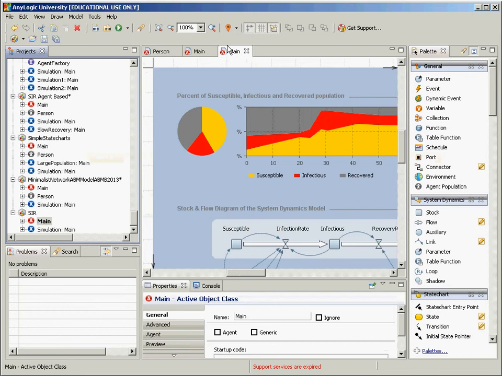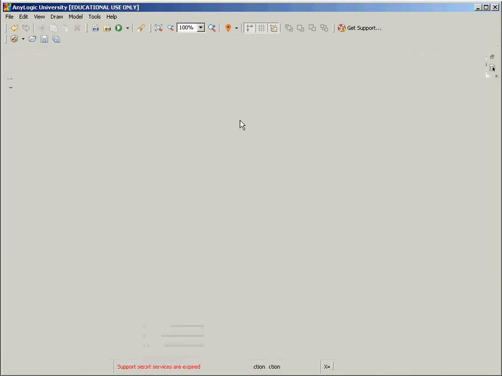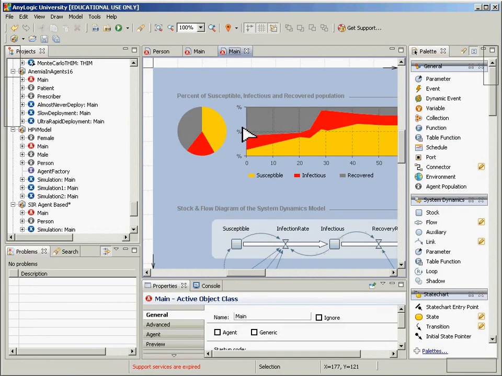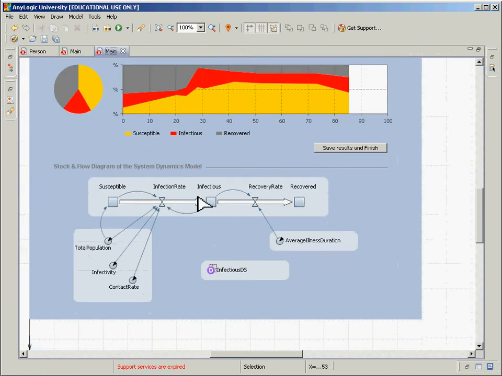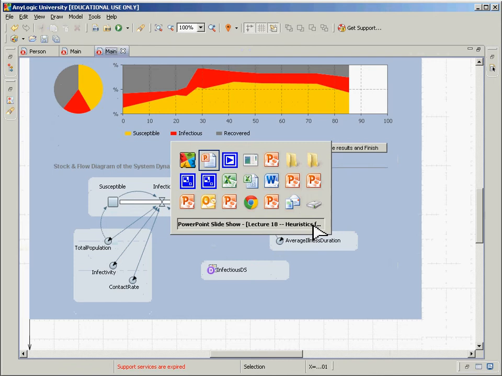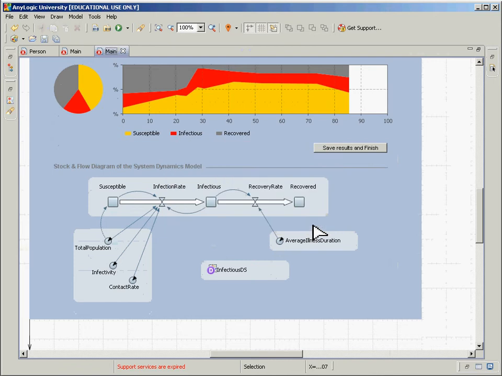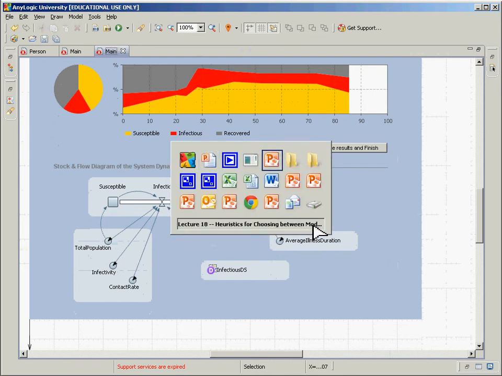This is what can be known as a system dynamics model, a compartmental model, an aggregate model. We're counting the number of individuals in each of these states. I'll see if I can comment on that more in just a minute here.